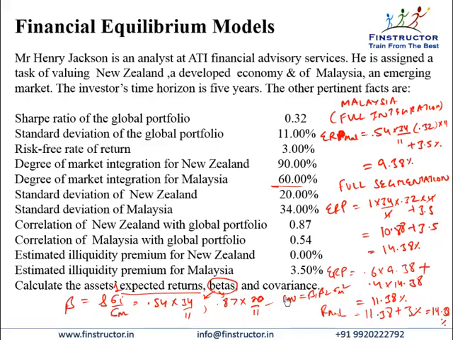So in this case, the covariance can be calculated as, so beta 1 for Malaysia comes out to be 1.6691 and beta for New Zealand comes out to be 1.58. So the covariance between the two would be 1.6691 into 1.58 into sigma m square, that is 0.11 square or 11 square, approximately 0.0319.